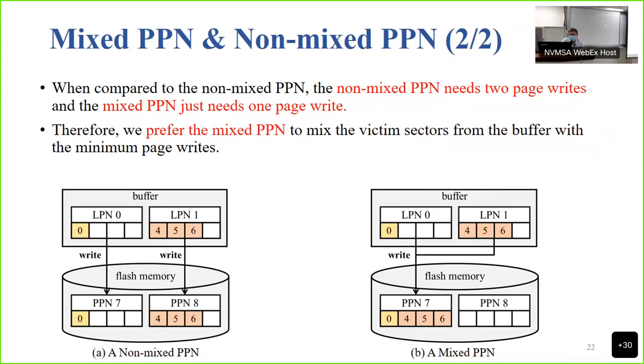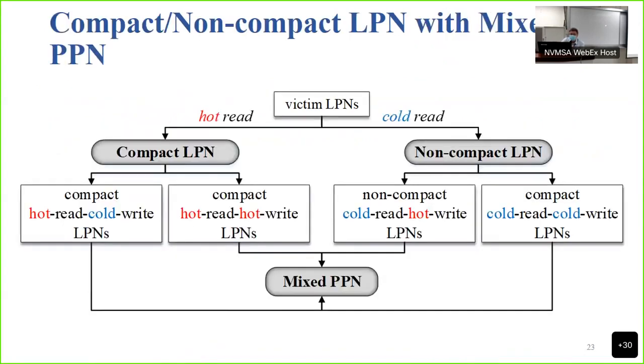So in this case, non-mixed PPN will cause 2 page writes, but a mixed PPN just 1 page write. So the concept of the paper is based on their advantages. If the data is hot data, we will choose compiler PPN, based on the advantage of compiler PPN. If it's cold data, we will use non-compiler PPN. So based on hot and cold and compiler PPN, we have 4 types of PPN, and then we will mix hot data in the same PPN.